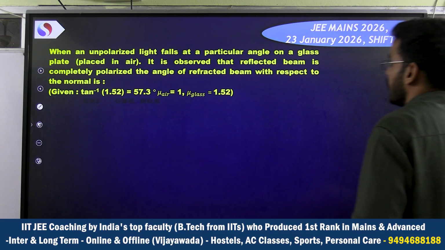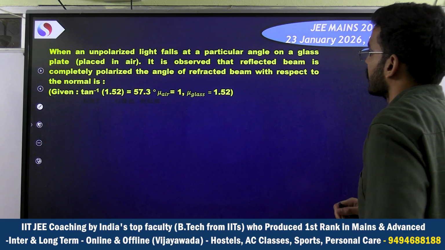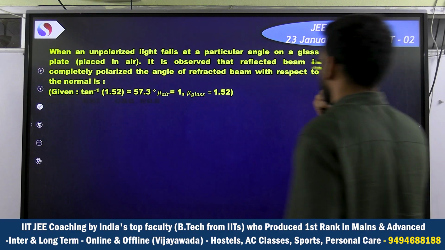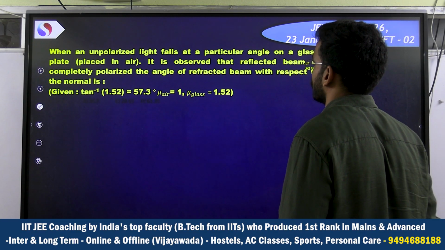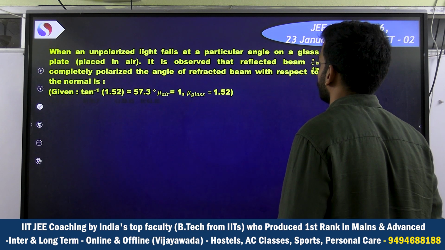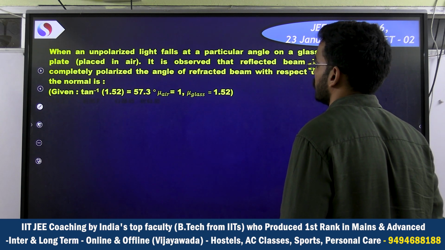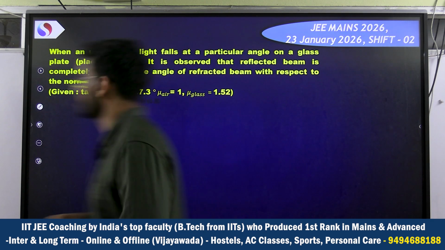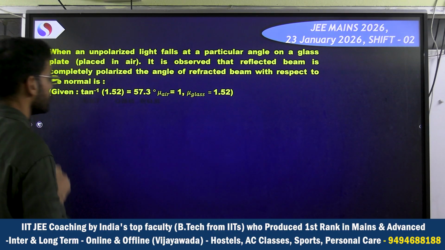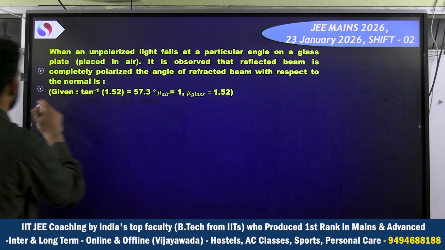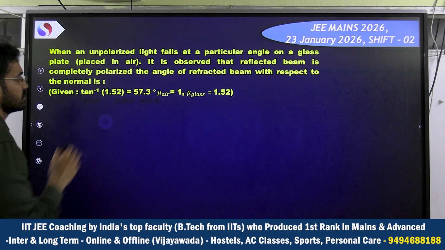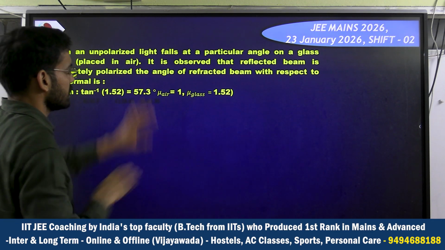When an unpolarized light falls at a particular angle on a glass plate, it is observed that the reflected beam is completely polarized, and the angle of the refracted beam with respect to the normal is, okay, so he is asking the angle of the refracted ray. Options are written actually, but it is in black, so maybe not visible. It's okay. Let's understand what he is saying.